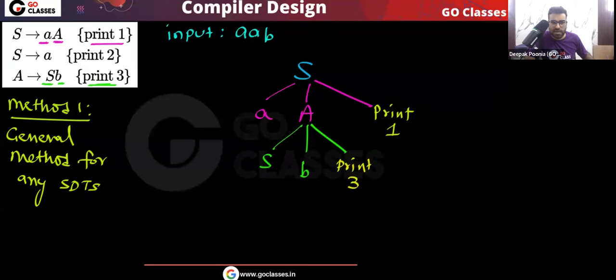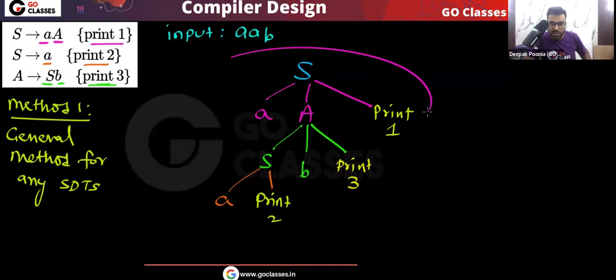Now, what about this s? This will go to a because we want AAB. So this s will go to a. You can see that s will go to a print 2. I hope you understood. That's it.